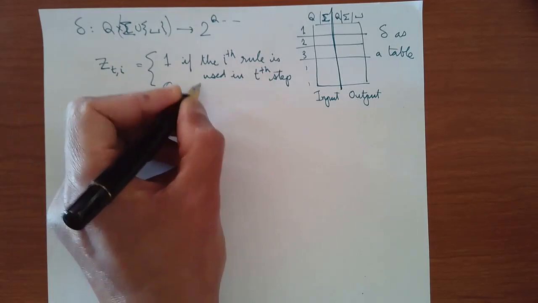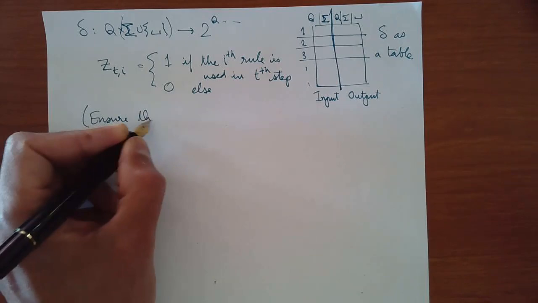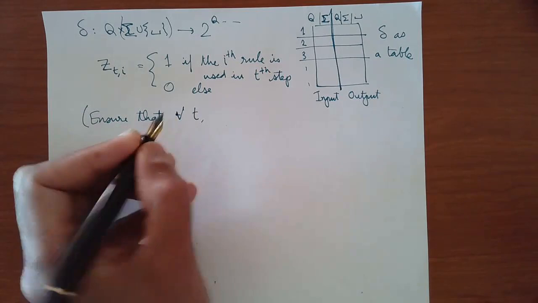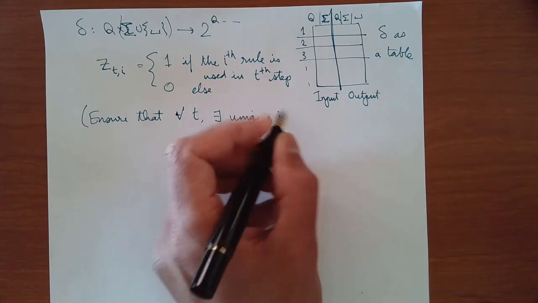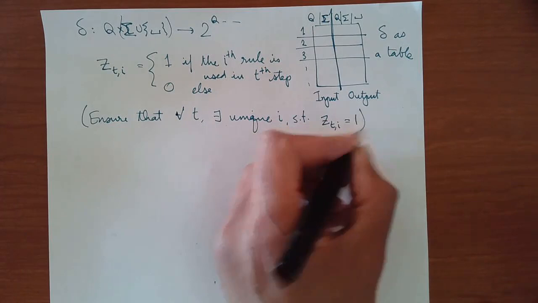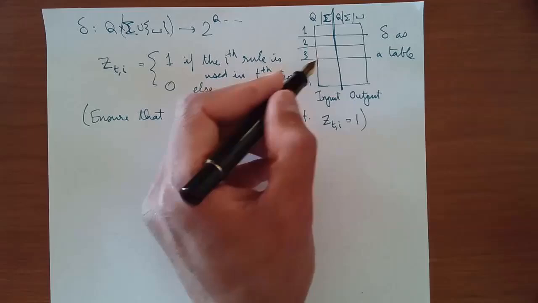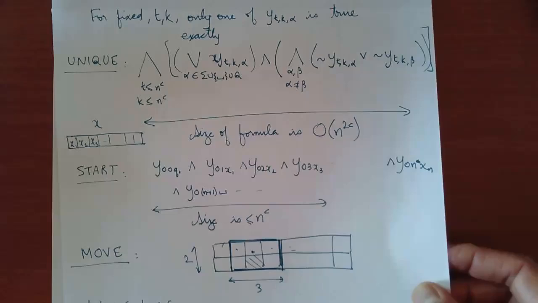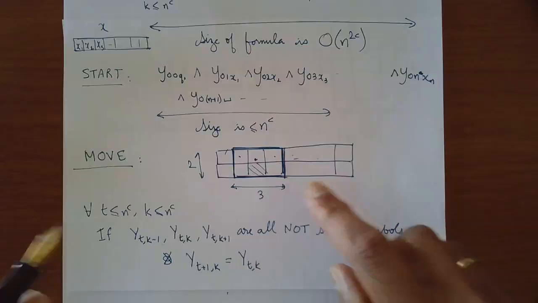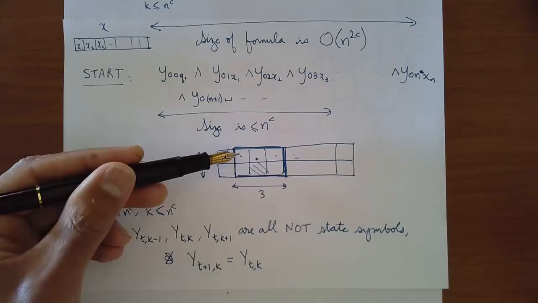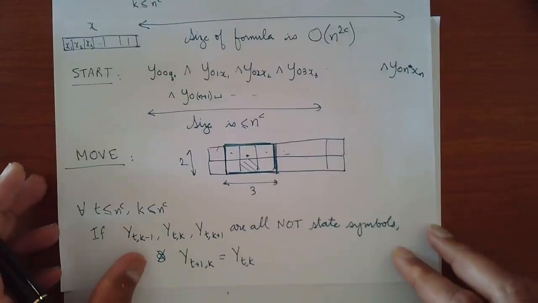And again, I can ensure that for all t, there exists a unique i such that Z_{t,i} is equal to one. So in each step, there is a unique rule that will be used. Now, using the choice of that rule, I can then encode what the next symbols are going to be. So now when I do the move step, what I would say is, well, if one of these is a state, then set all the others appropriately.